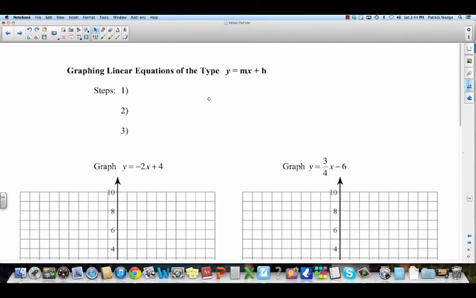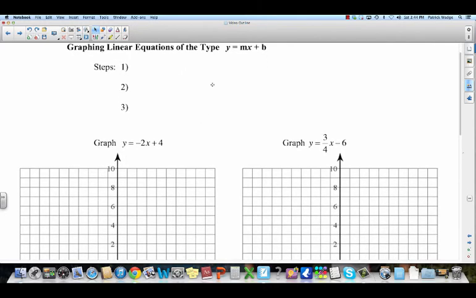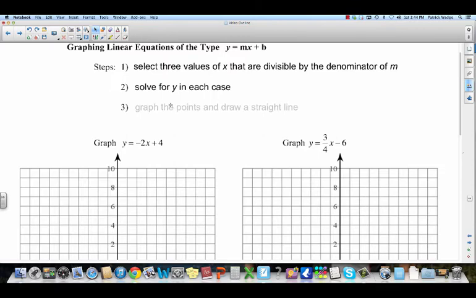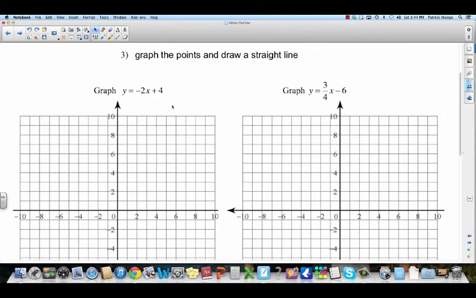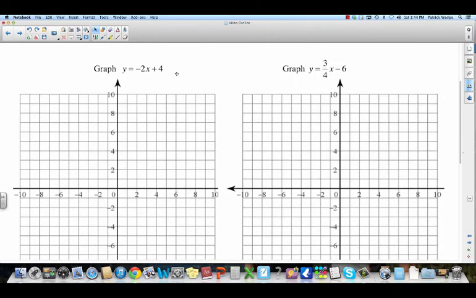This is called slope-intercept form. But we're not even going to talk about what slope is and intercept and stuff today. What we're going to do to graph these ones is we're going to find 3 different values of x that are divisible by the denominator of m. If you don't understand what I mean, just wait a second and I'll show you. Then we're going to solve for y in each case, and then we're going to graph the points and draw a straight line. Basically, all we're going to do is make a table of values and we find 3 points. So let's go for it.